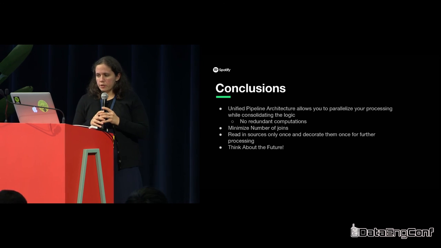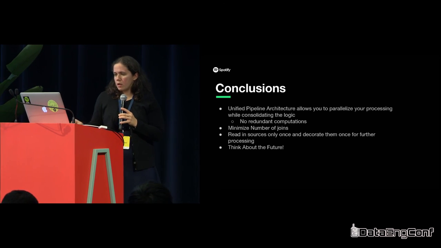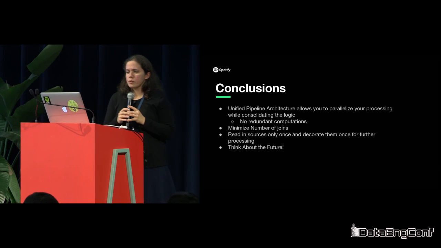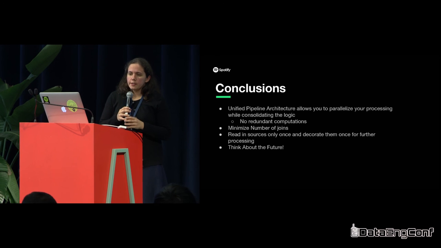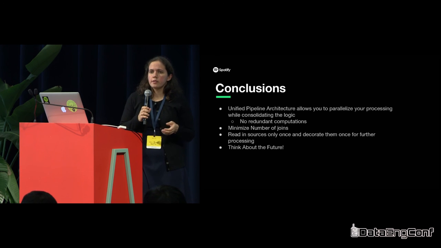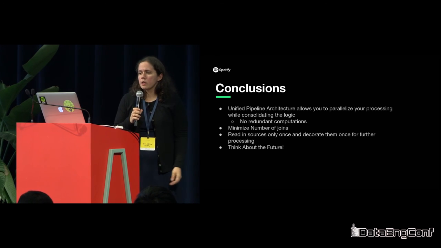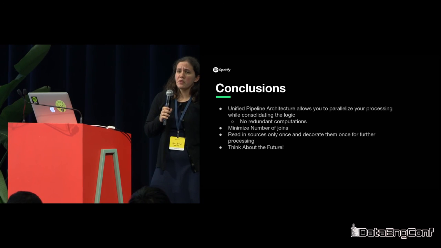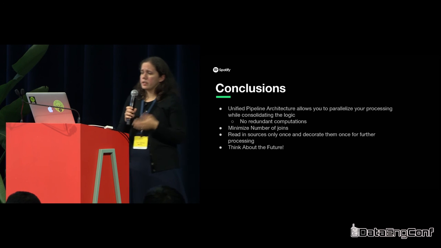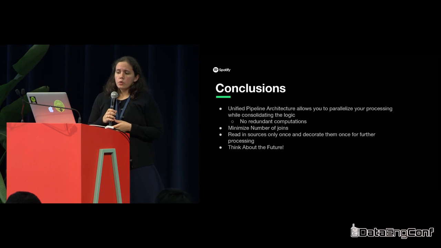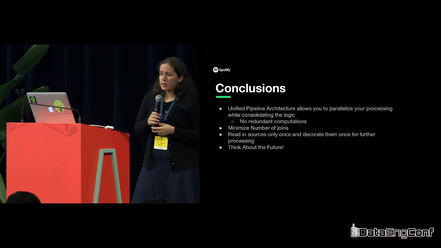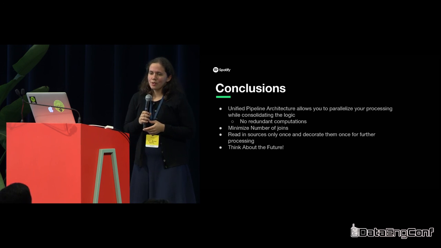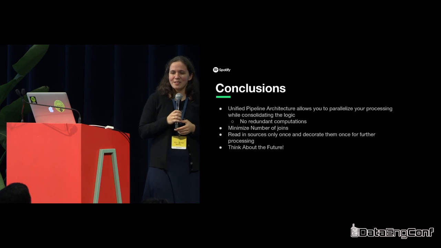In conclusion, we think that the unified pipeline architecture is extremely powerful because it allows you to consolidate your logic and to parallelize your processing based on the denormalized data. So you minimize the number of very large joins with big data sets, and you can read the sources only once and decorate them for further processing. And essentially it allows you to think about the future and flexibility.